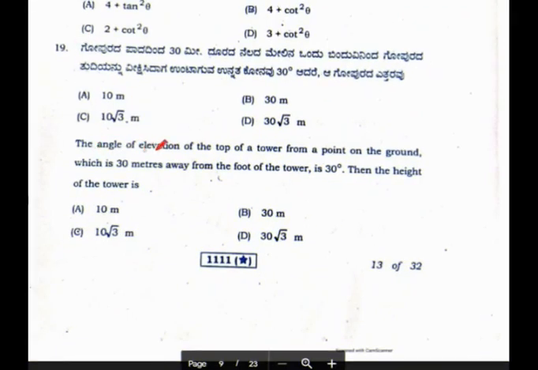19th question. The angle of elevation of the top of a tower from a point on the ground which is 30 meters away from the foot of the tower is 30 degrees. Then the height of the tower is. So based on the question, the diagram looks like this. A, B, C. Angle is 30 degrees. Distance between the foot of the tower and the point is 30 meters, and we have to find AB. AB is opposite side to 30.